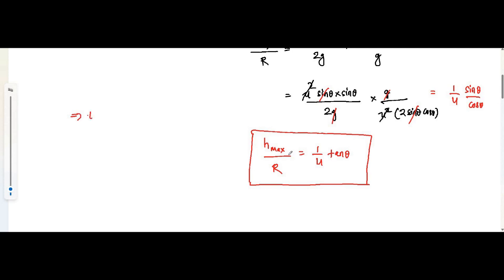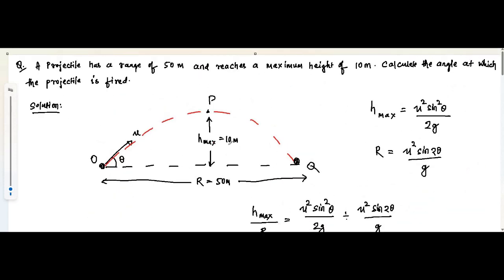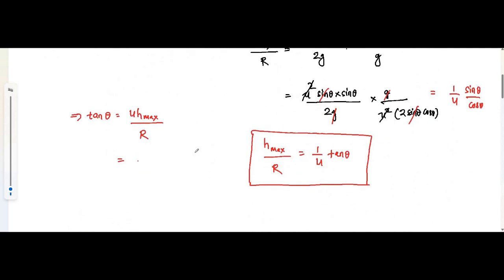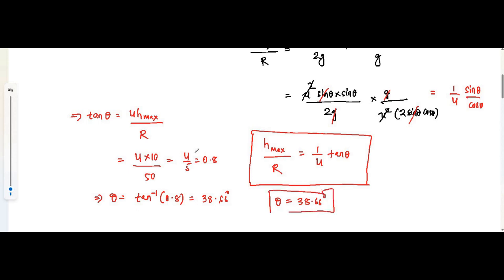So that implies tan theta is equal to 4 times maximum height divided by the horizontal range. Here it is given that the maximum height is equal to 10, horizontal range is equal to 50. So we write 4 into 10 by 50, which is 4 by 5, equal to 0.8. So theta is equal to tan inverse of 0.8, which comes around 38.659, so 38.66 degrees. This is the angle with respect to the horizontal with which the projectile was fired initially.